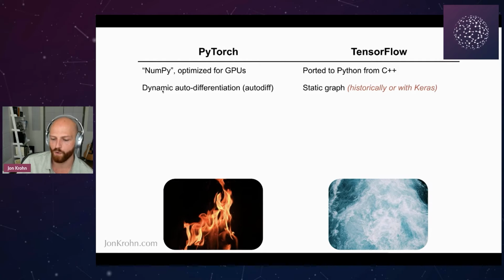Pytorch allows for a lot of flexibility. So it allows for something called dynamic auto-differentiation, or Autodiff for short. What this means is you can perform partial derivative calculus on any kind of object very easily, on any kind of equation very, very easily.